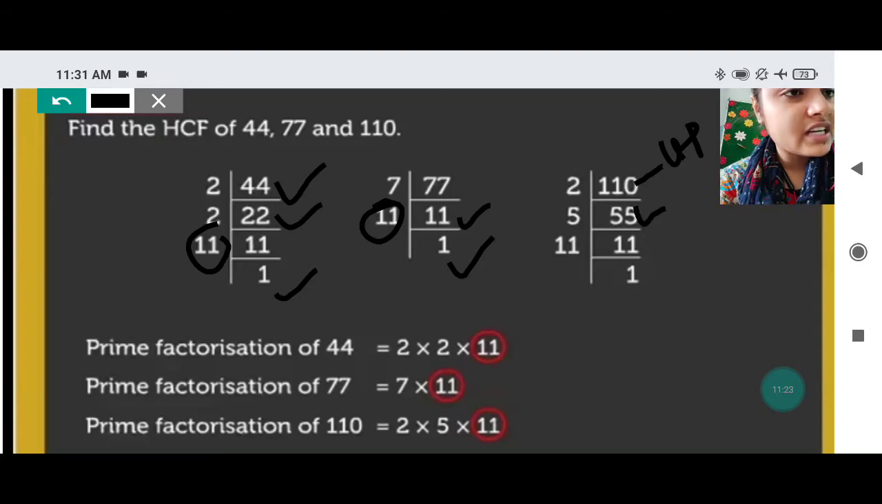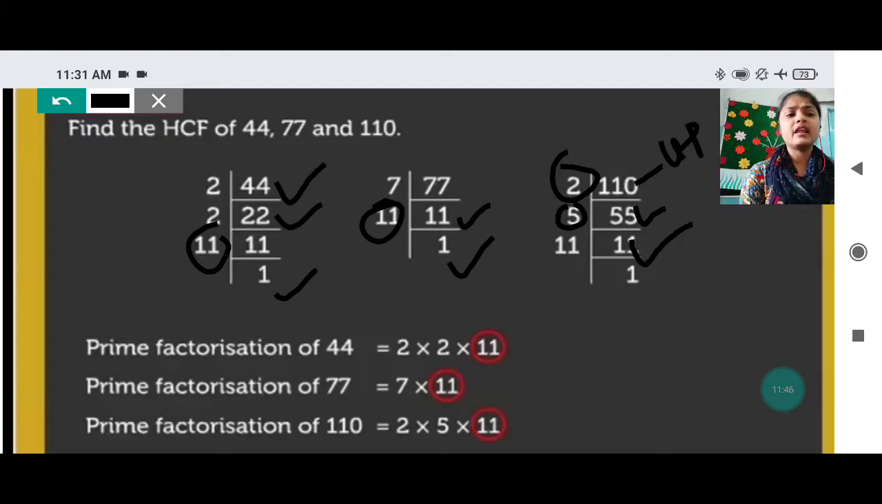That 55 we will write just below 110. After that, my dear, again we will divide this 55 by any prime number with which it is completely divisible. With 5 it is completely divisible, so I will divide it. When I divide 55 by 5, I get 11. Now this 11 is divisible by 11 only one time. I will write 1 as the quotient.